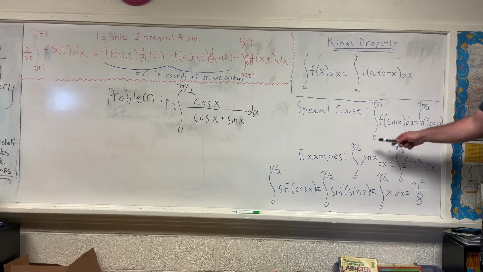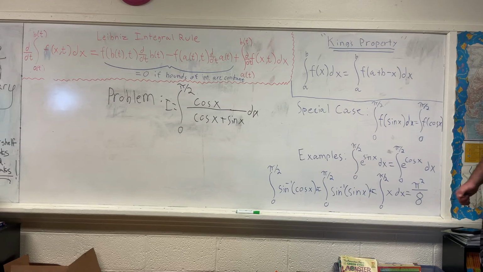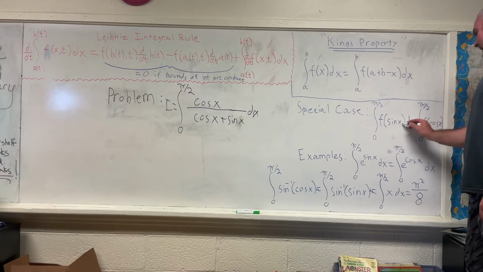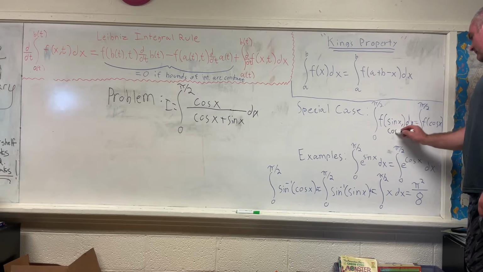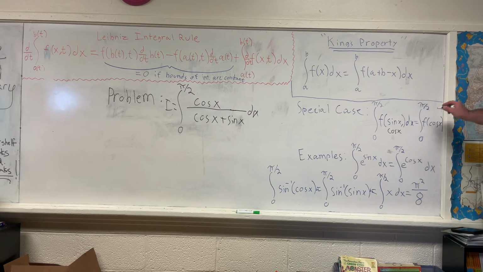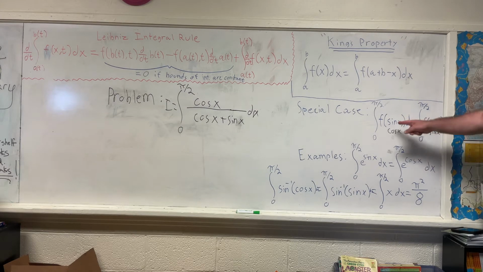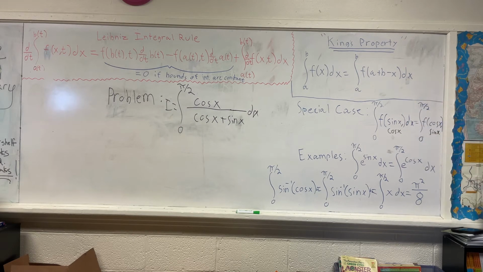That states that the integral from 0 to pi over 2 of a function of sine of x dx is equal to the integral from 0 to pi over 2 of that same function, but evaluated at cosine of x dx. And actually, I should have written here that this would be a function of sine of x and cosine of x, and therefore this one would be a function of cosine x and sine x. So basically, you just replace all instances of sine x in the first integral with cosine x, and all instances of cosine x with sine x.